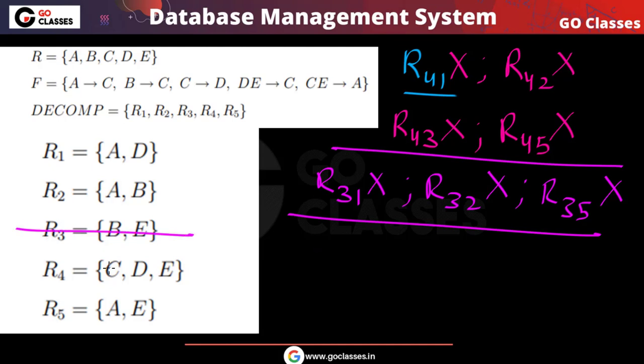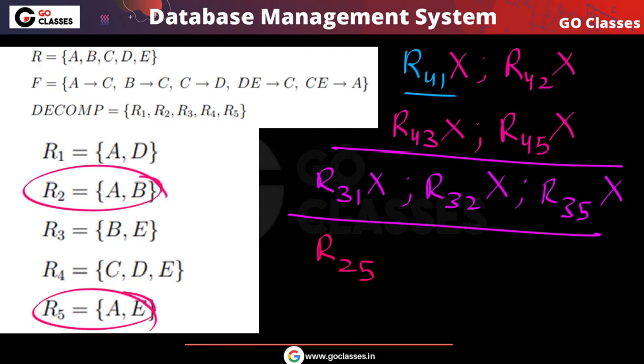So this R3 we cannot combine with anything else. R4 we cannot combine with anything else. Okay. So finally, these are the possibilities. Can I combine R2, R5? Can I combine these two?